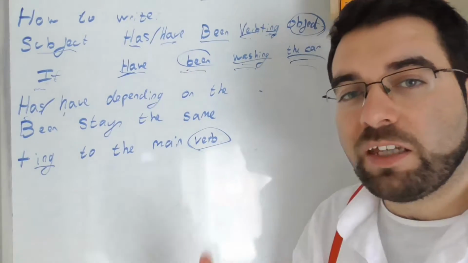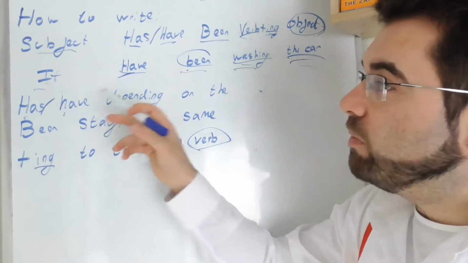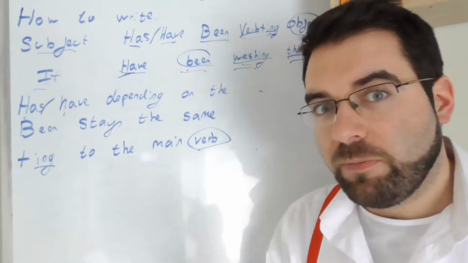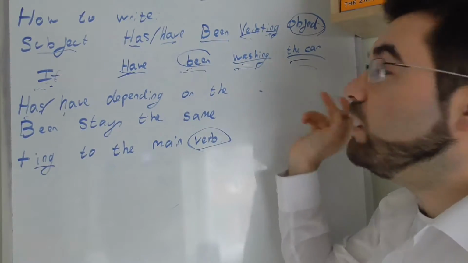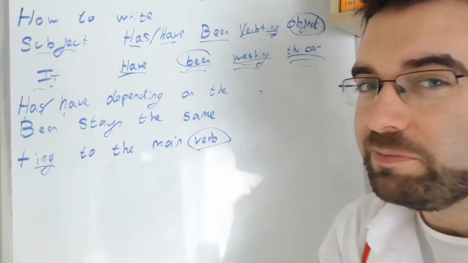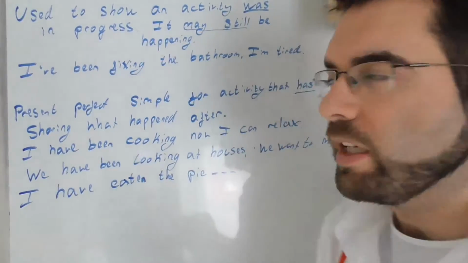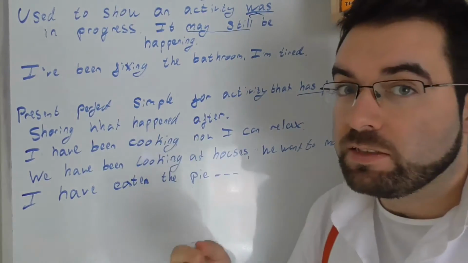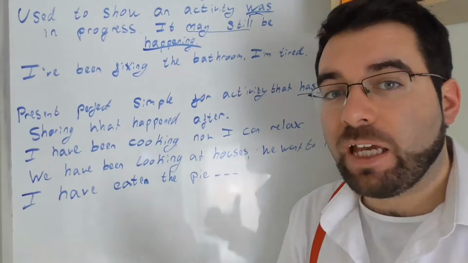The past continuous, happening. It might be finished, might not be finished. Might still be ongoing. I have been teaching all day, and I am tired. You have been learning English. You have been learning to drive a car. Interesting. Let's keep going. But it's interesting to understand that we use it to show an activity was in progress. It might still be happening.